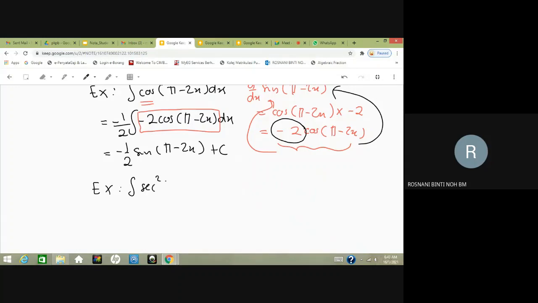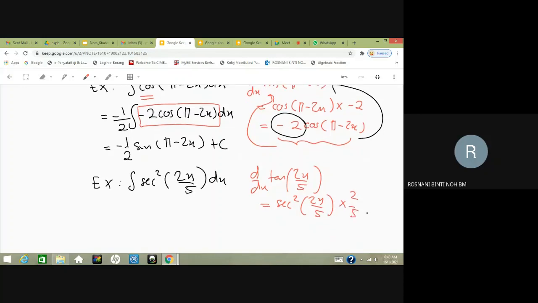Integration of secant squared 2x over 5. Remember that secant squared is the derivative of tangent. It must have the same angle. Here our angle is 2x over 5, so in here it is also 2x over 5. Differentiate tangent 2x over 5: it is secant squared 2x over 5 multiplied by 2 over 5.